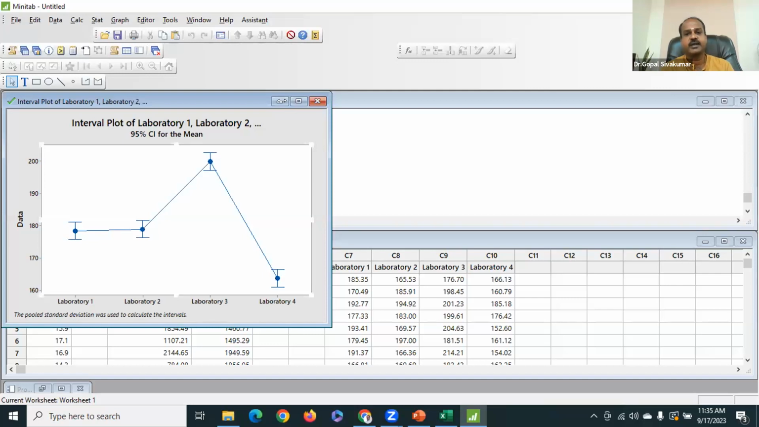Do you understand? One more prediction is also possible. Laboratory 4 consumes significantly lower turnaround time. I will learn something from here and try to make it part of my process so that all the other laboratories also can come into this interval. So the confidence limits are helping you to understand the significance in your study. Clear?